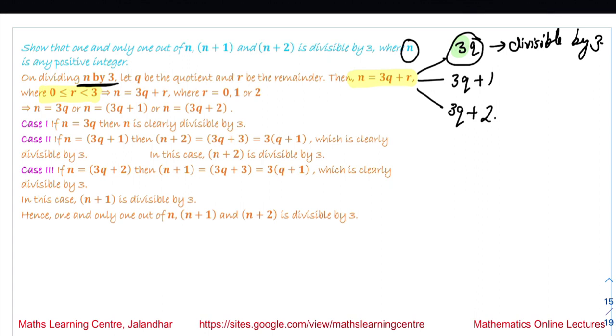Now what basically we have to prove is, we are talking about 3 numbers: n, n plus 1 and n plus 2, and we are saying that one and only one out of these 3 numbers is divisible by 3. So if we take any number n, we are saying it can be of 3 forms. Either it is of the form 3q, or of the form 3q plus 1, or of the form 3q plus 2. So first case, we have considered any number n and it is of the form 3q, then it is clearly divisible by 3.